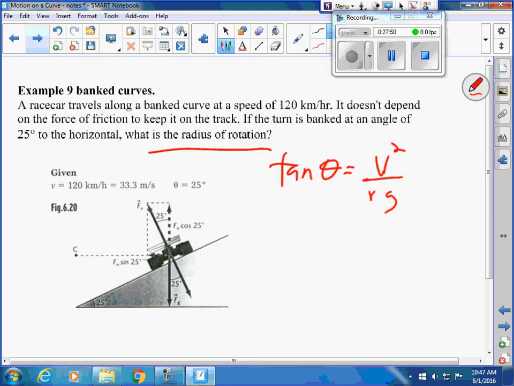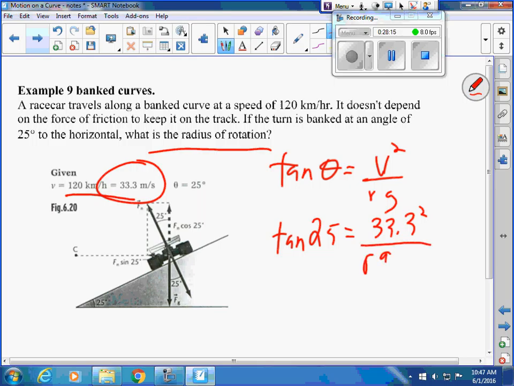Does the velocity have to be in meters per second? It already is. 36.3. Oh, they've changed it for you down here. So you would have to do that. So you would write tan 25 is that 33.3 that we got by dividing by 3.6 over here. So that would be a step you'd have to do. You're solving for R, so it'd be R times 9.8.